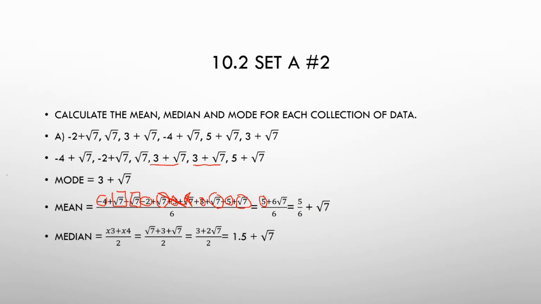And then the median, well, we can get rid of our smallest number and our biggest number, second smallest and second biggest. So we have 2 middle numbers. We have the square root of 7, and we have 3 plus the square root of 7. So when we add this together, we have 3 plus 2 square root 7 over 2. 3 divided by 2 is 1.5. And 2 square root 7 divided by 2 is the square root of 7. So that was part A. Any questions on A?